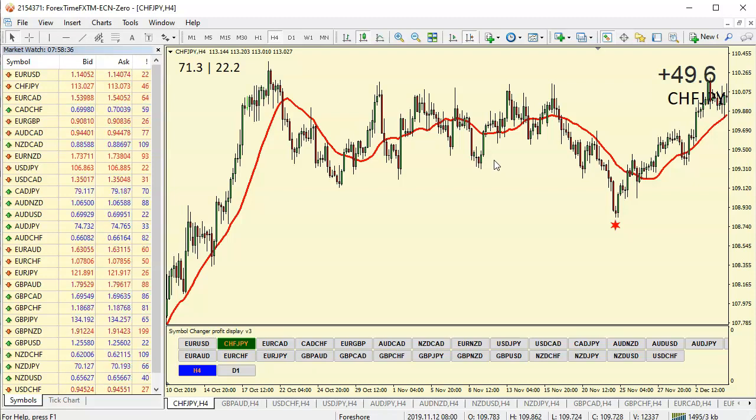indicator for your trading. Okay, in the next video, I'm going to show you how you can use two moving averages to do your analysis and place profitable trades.